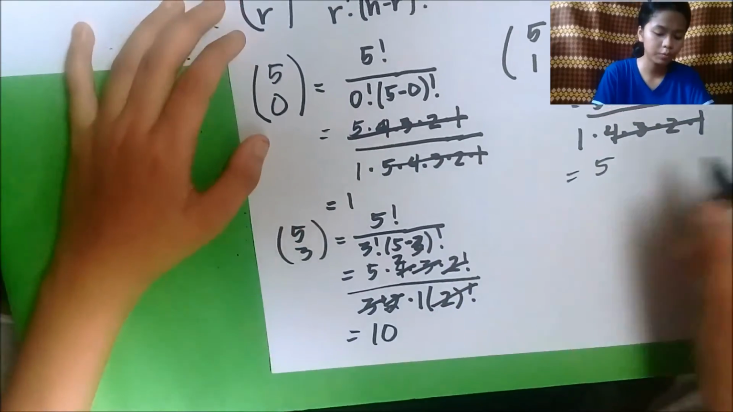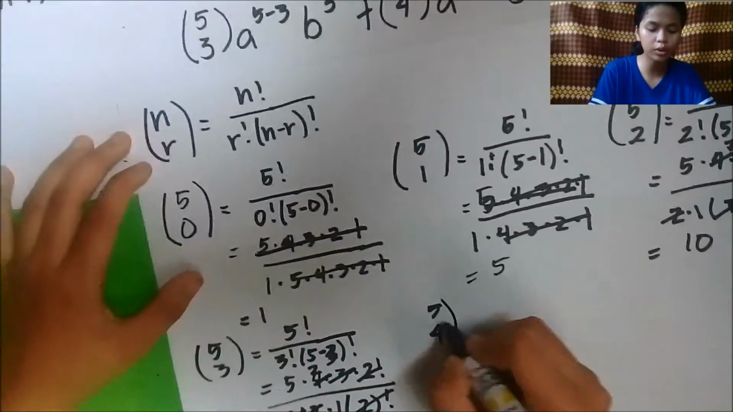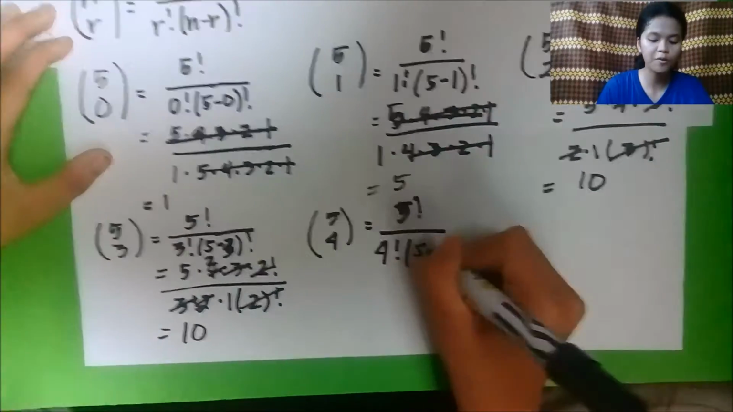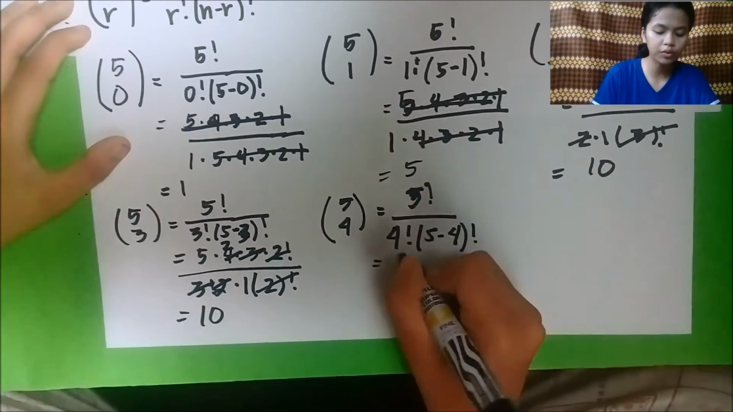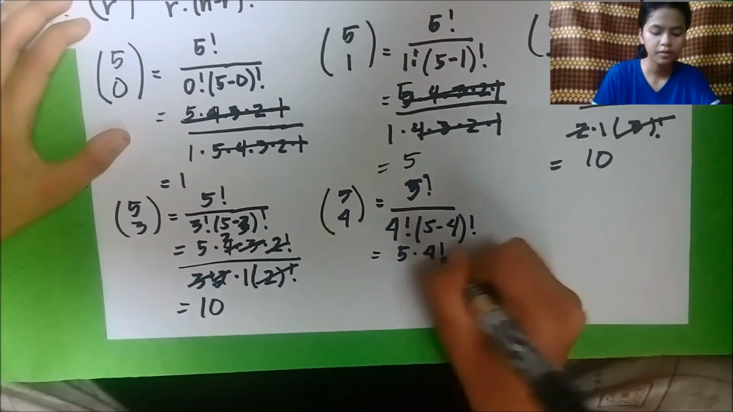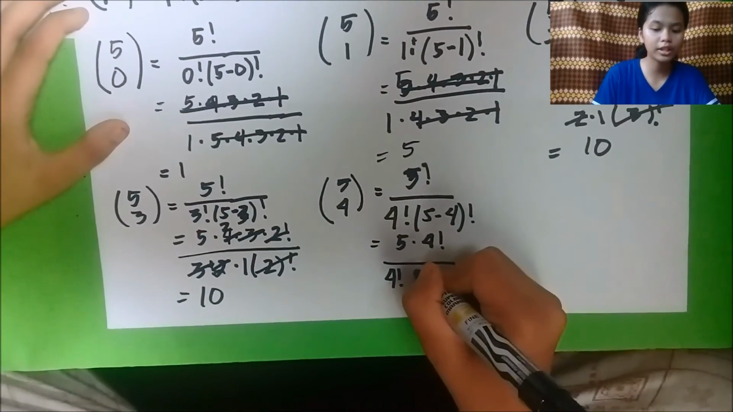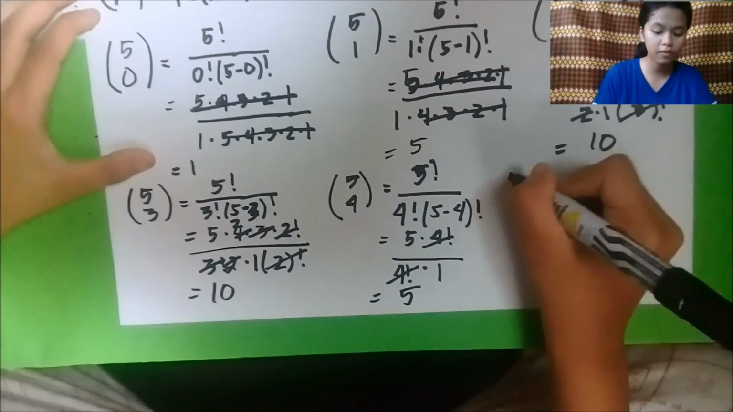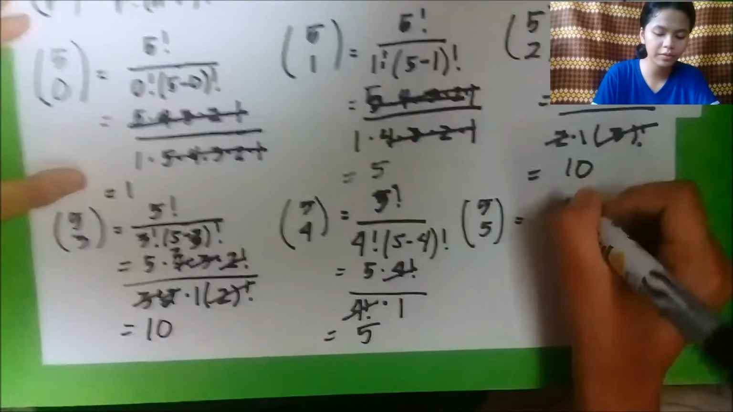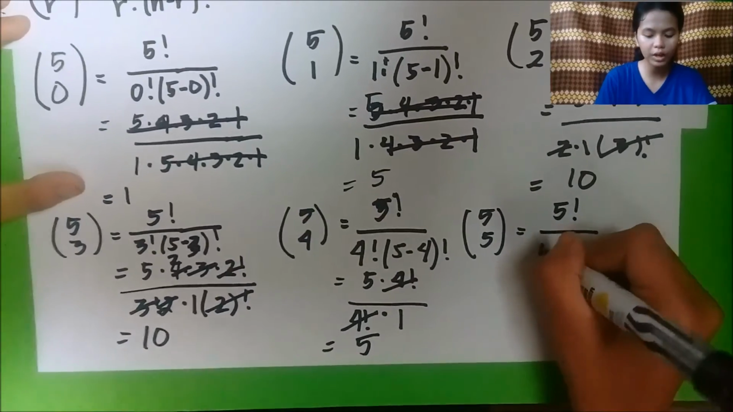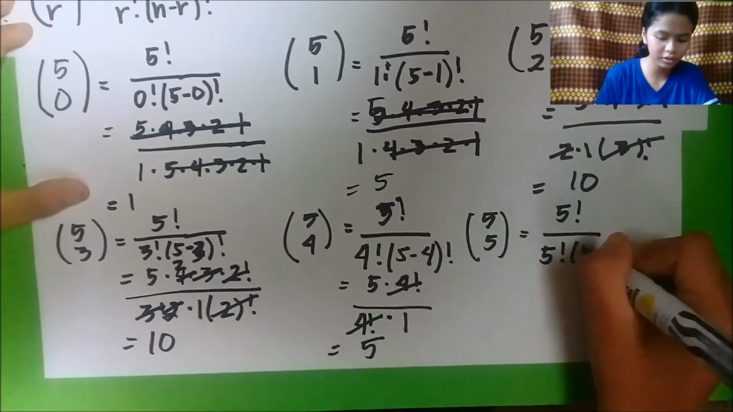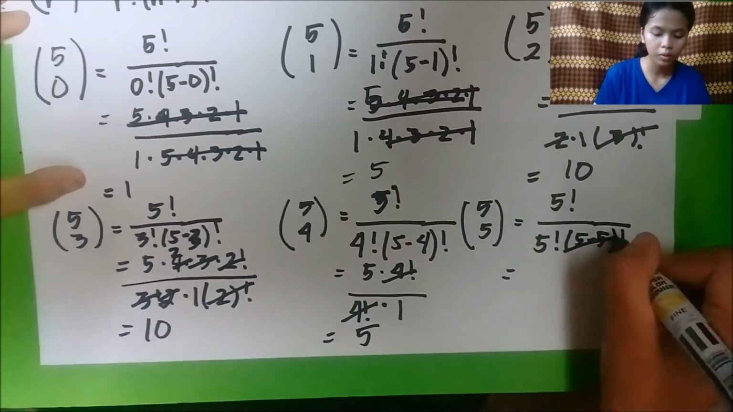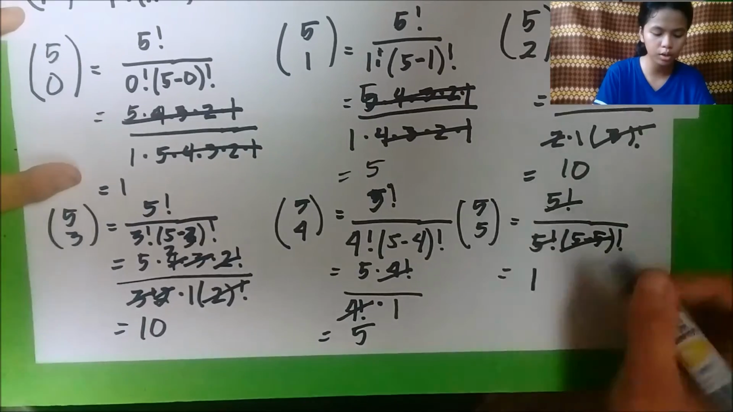We are going to get 5 taken 4. This is going to be equal to 5 factorial all over 4 factorial times the quantity of 5 minus 4 factorial. This is going to be equal to 5 times 4 factorial over 4 factorial times 1. Cancel the 4 factorial. Now we have 5. So the last one, 5 taken 5, is going to be equal to 5 factorial all over 5 factorial times the quantity of 5 minus 5 factorial. Now, we are going to cancel and this is going to be equal to 1.